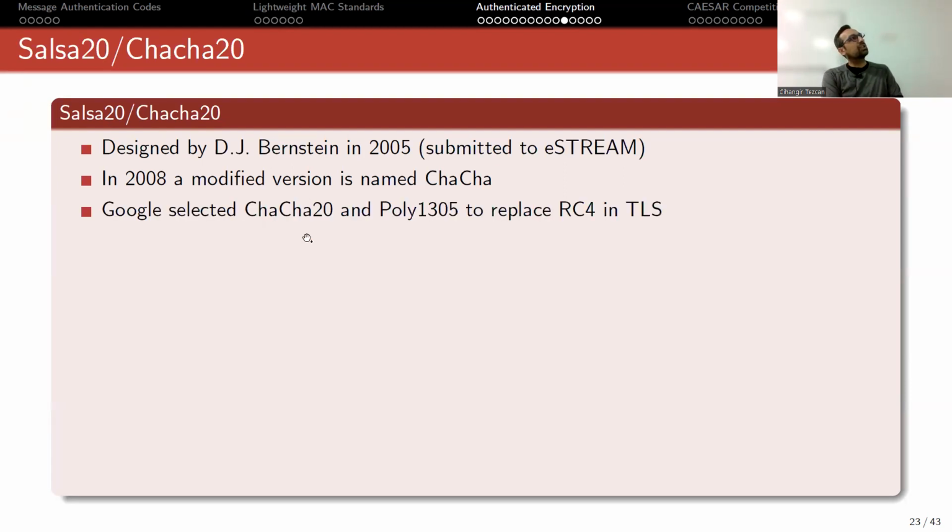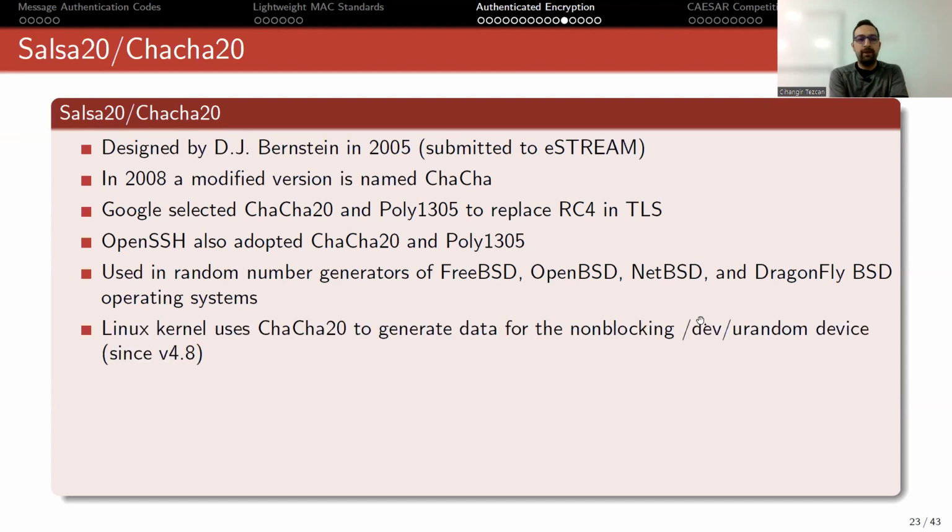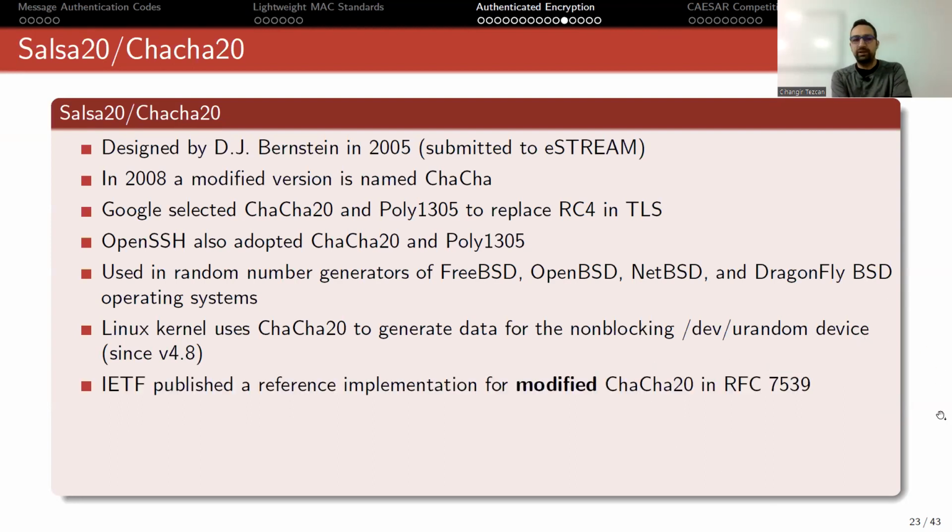So Google selected ChaCha20 and Poly1305 to replace RC4 in TLS. OpenSSH also adopted these algorithms. ChaCha is also used in random number generators in many operating systems like FreeBSD, OpenBSD, NetBSD, and so on. The Linux kernel uses ChaCha20 to generate data for the non-blocking urandom device. It is also used in random number generators.